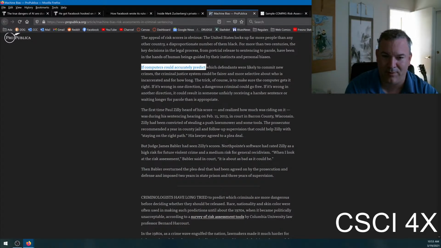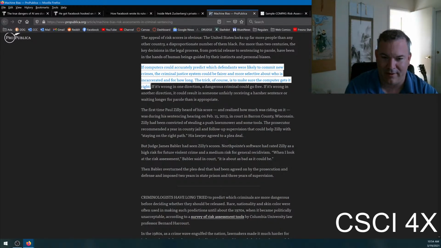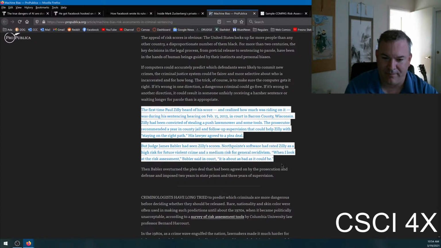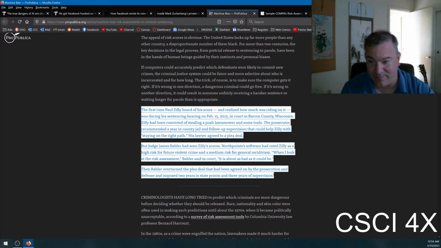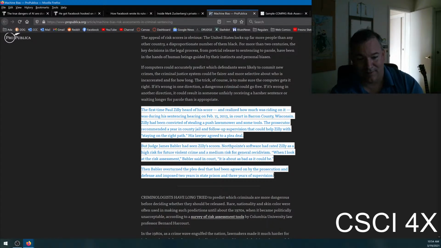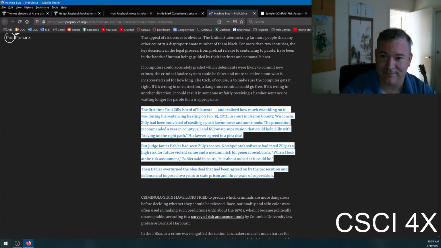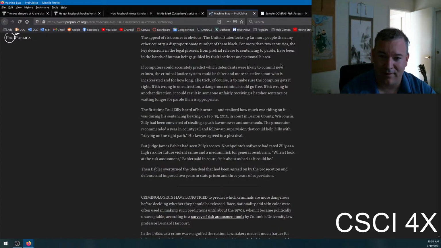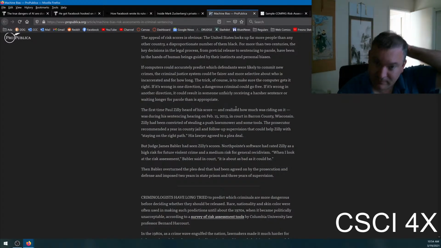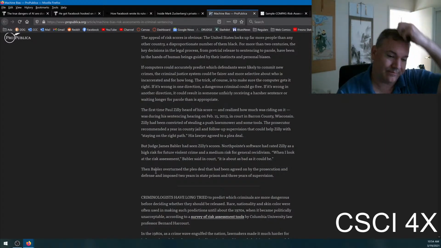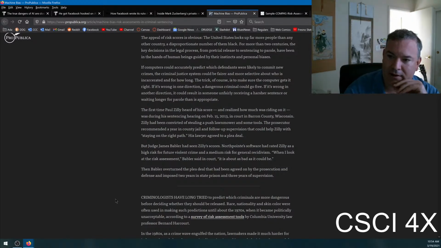If computers could accurately predict who's going to be more likely to commit new crimes, the criminal justice system could be fairer, but you have to make sure the computer gets it right. And so if a judge is rejecting plea deals based on the test results, then that's a real life impact from computer science. Okay. So that is going to be our next big topic in social issues in computer science. We'll dig more into that on Monday.